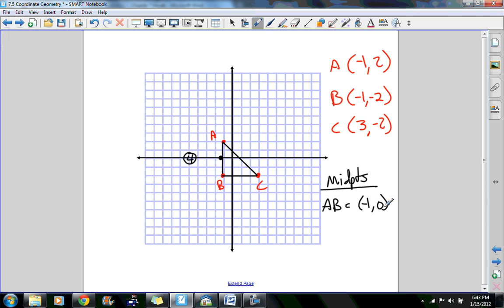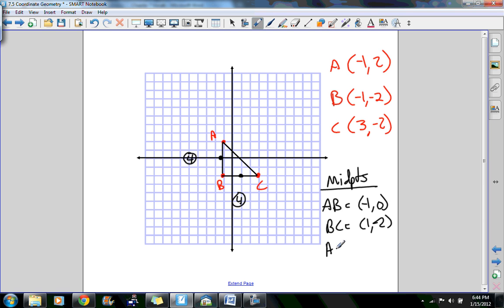All right, so then for finding the midpoint of BC, I have to find the distance between them, which is 1, 2, 3, and 4 as well. So halfway in between them has to be 2. So I go 2, right there. The midpoint of BC is going to be 1, -2.